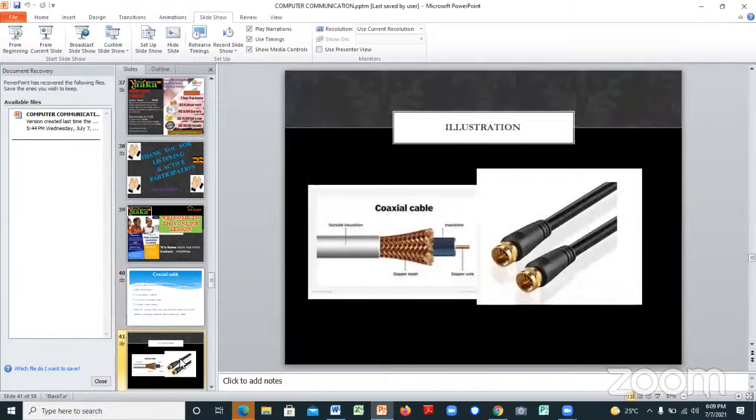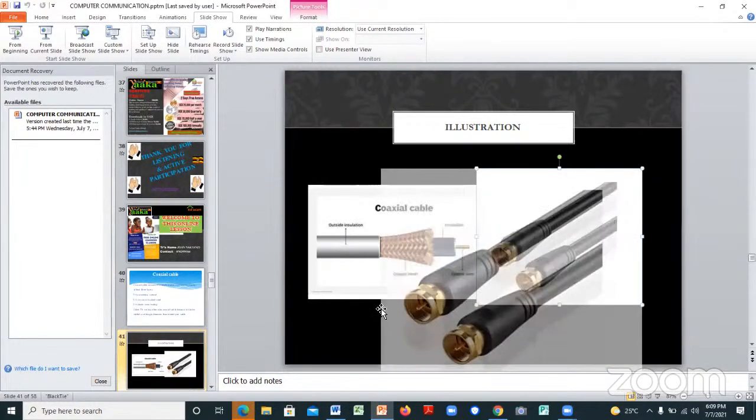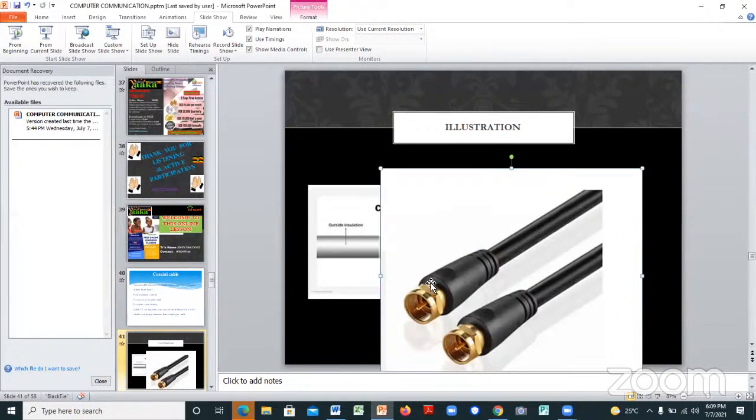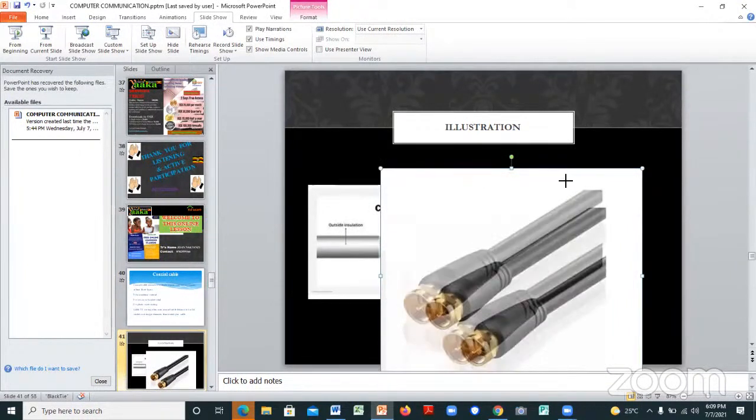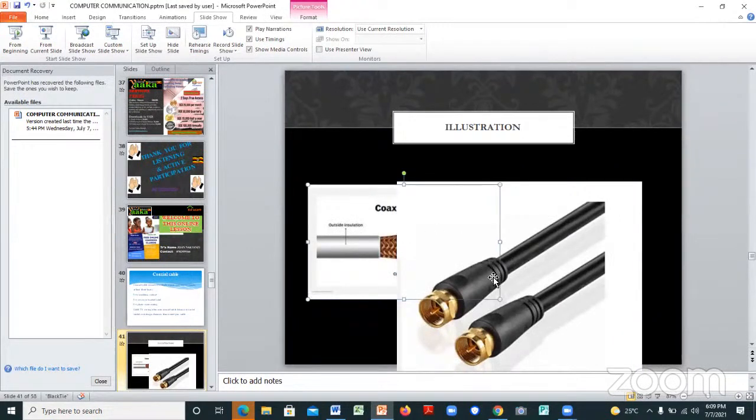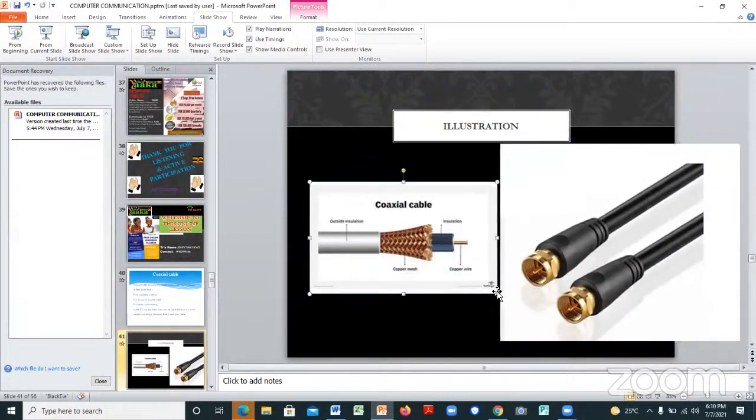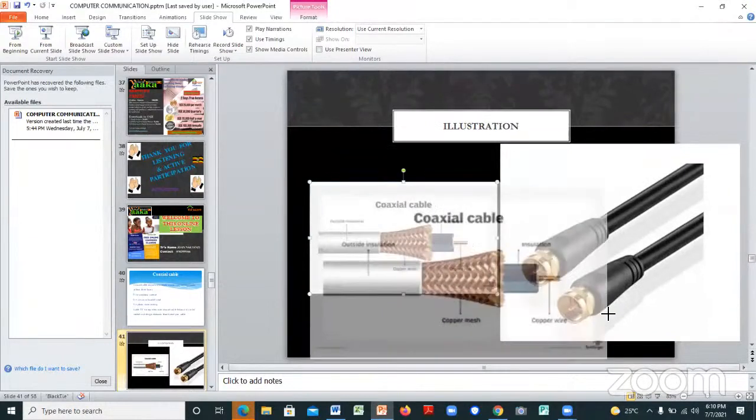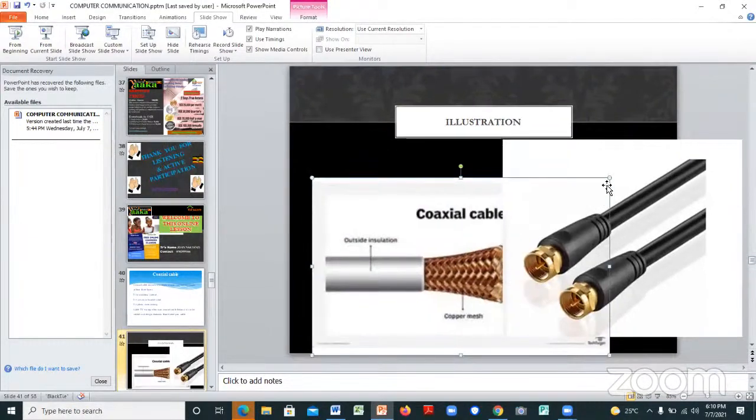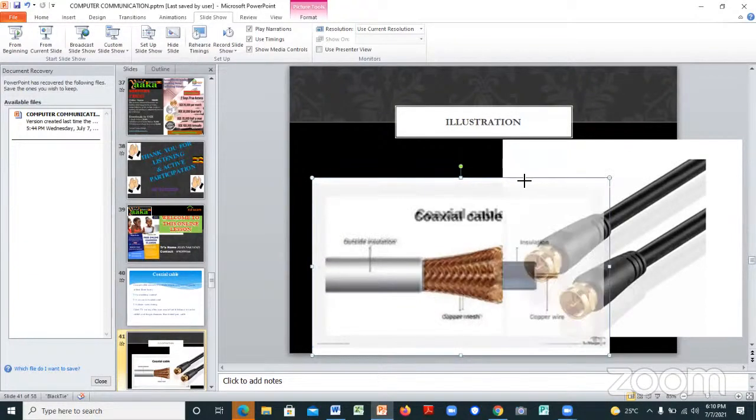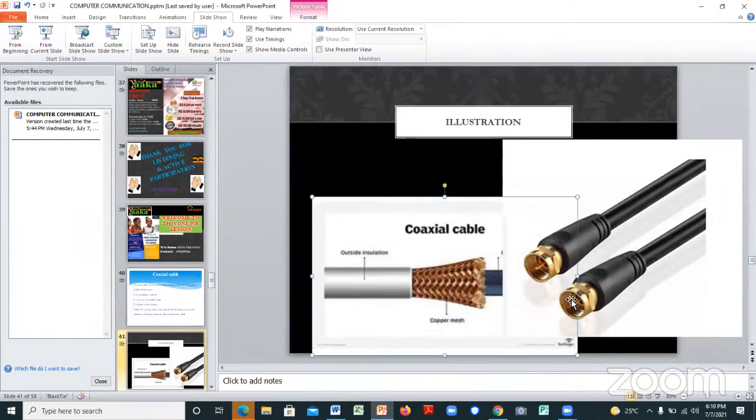Then this is how the coaxial cable looks like in this picture. This is how it looks like. Then if you open this cable, you will come up with something like this one. So the second picture is showing you the inside part of the coaxial cable. You look at the three layers we talked of, the outside insulation, you look at the copper mesh.